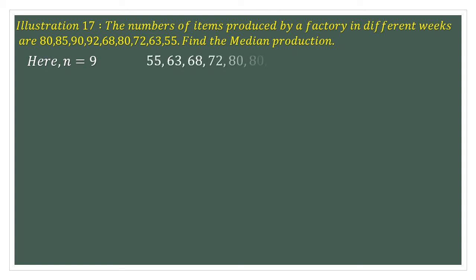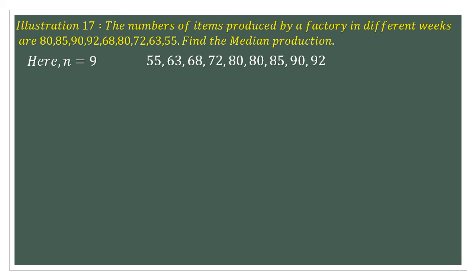Illustration 17. The numbers of items produced by a factory in different weeks are 80, 85, 90, 92, 68, 80, 72, 63 and 55. We have to find the median production. As you can see, the total number of observations is 9, and we need to arrange these observations into ascending order. Ascending means we start with the minimum value and end with the maximum value. So the ascending order will be: 55, 63, 68, 72, 80, 80, 2 times 80, then 85, 90 and 92.